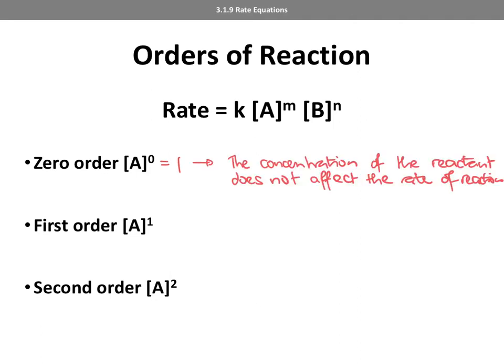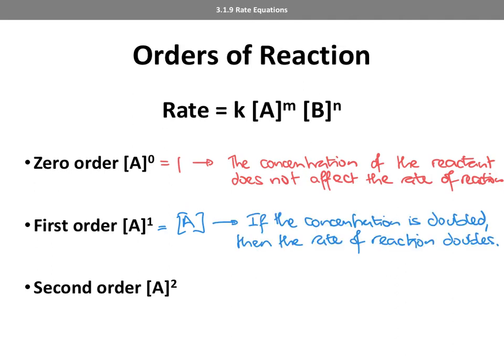Moving on to first order, we have the concentration raised to the power of 1, which means it is just still the concentration. What this would tell us in the rate equation is that if we doubled the concentration, we would double the rate of the reaction. If we tripled the concentration, we would triple the rate of reaction, and so on.